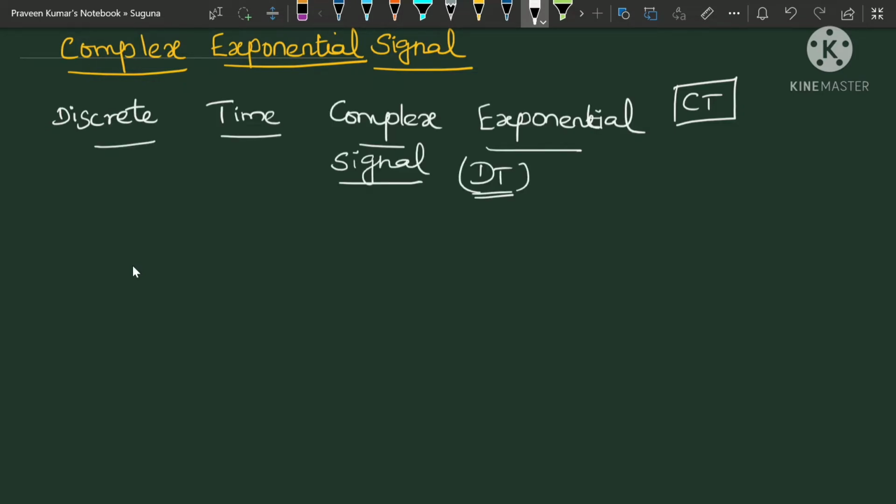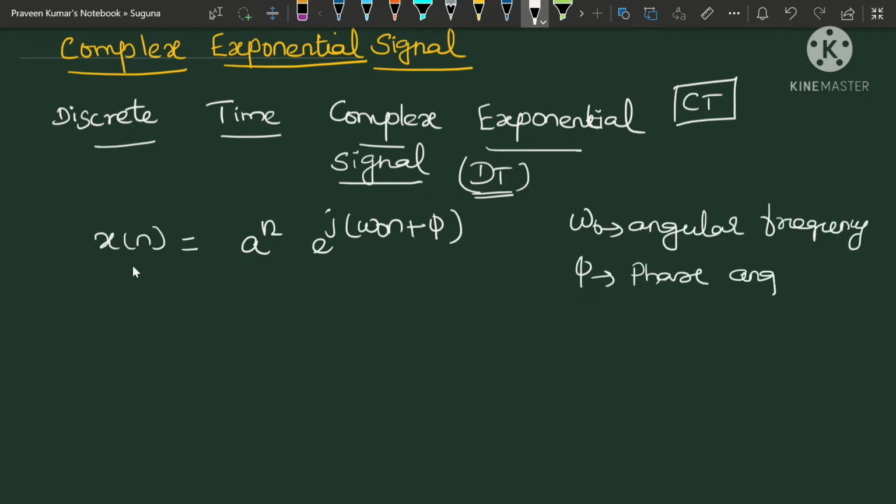Okay, so the discrete time complex exponential signal x of n ன்னு represent பண்ணுவோம். So x of n is equal to a power n e power j omega naught n plus phi. So this is the general form of discrete time complex exponential signal where omega naught is nothing but the angular frequency, phi is the phase angle.